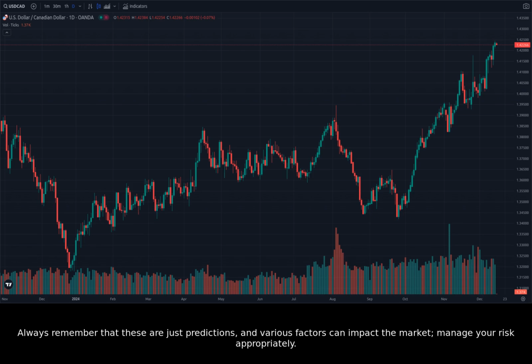Always remember that these are just predictions and various factors can impact the market. Manage your risk appropriately.